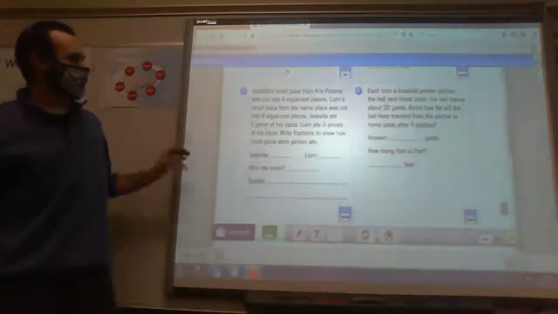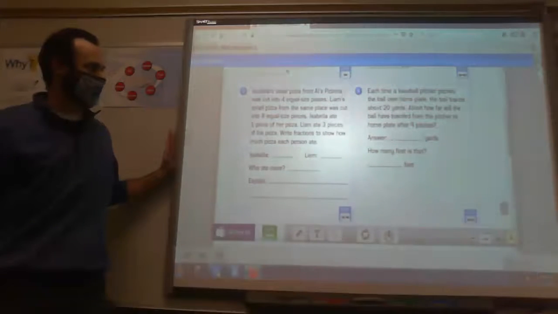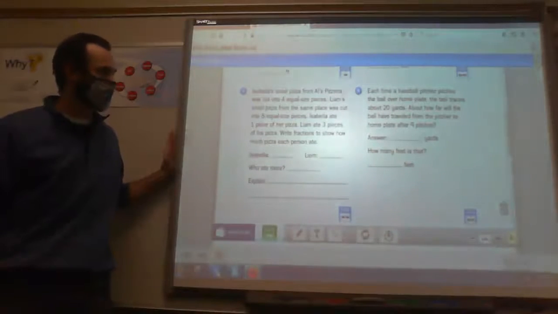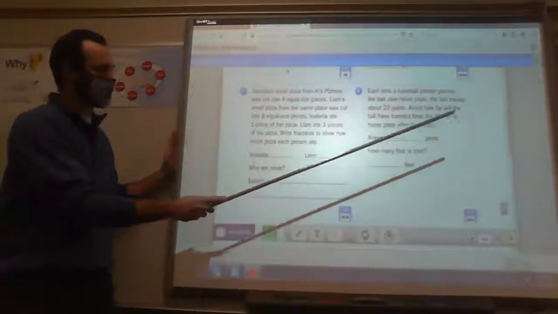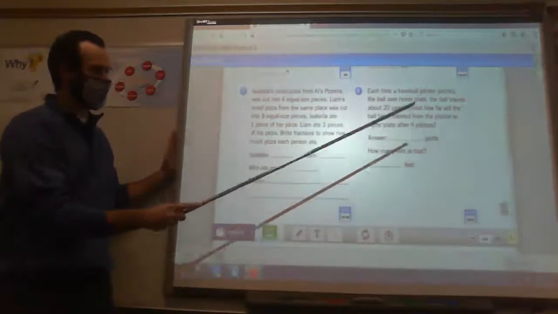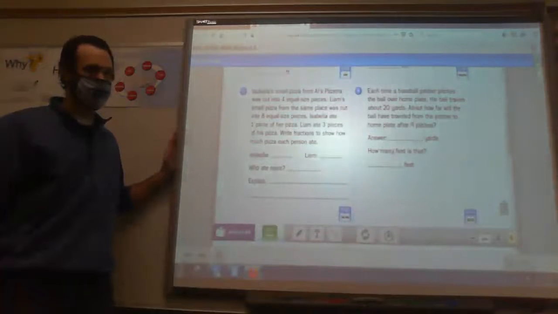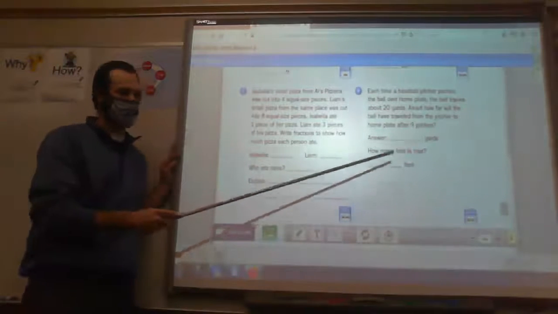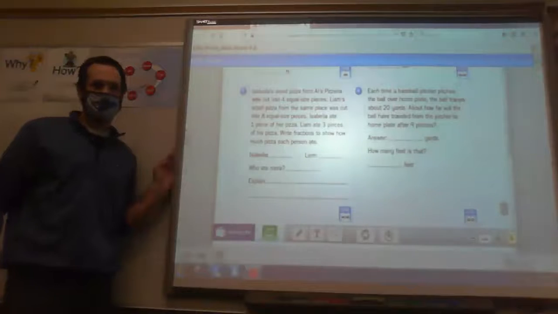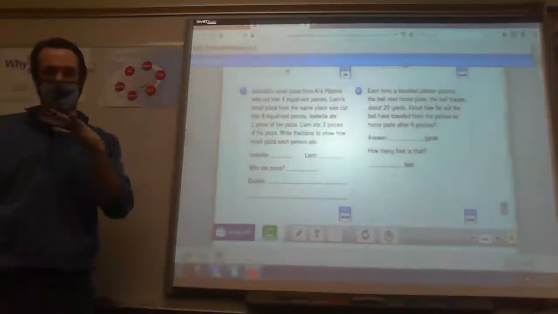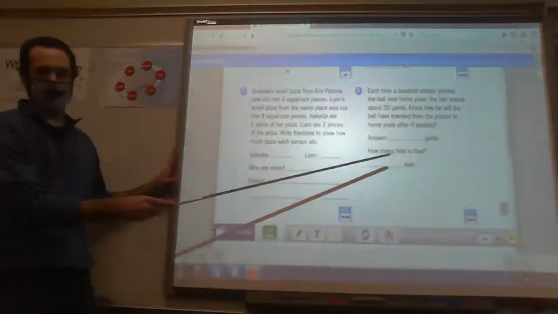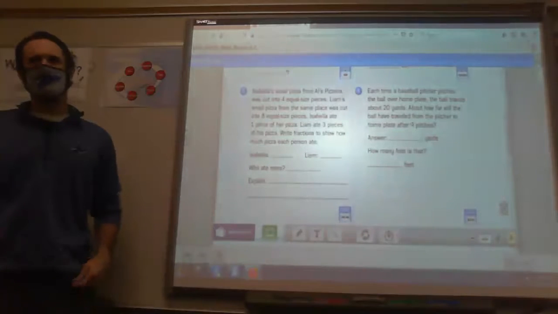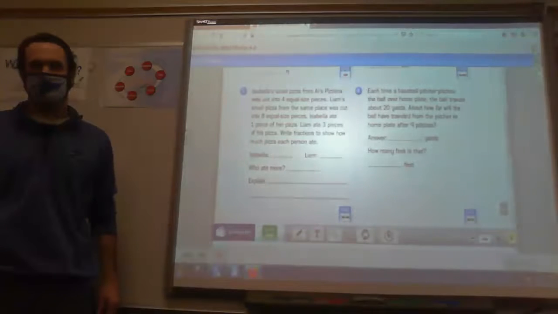Okay, each time a baseball pitcher pitches the ball over home plate, the ball travels about 20 yards. About how far will the ball have traveled from the pitcher to home plate after 9 pitches? This times that equals that. How do you change yards to feet? Times 3, because each yard is 3 feet. So if you take this and multiply by 3, you'll get that. And if I don't know how to multiply by 3, then add it 3 times.